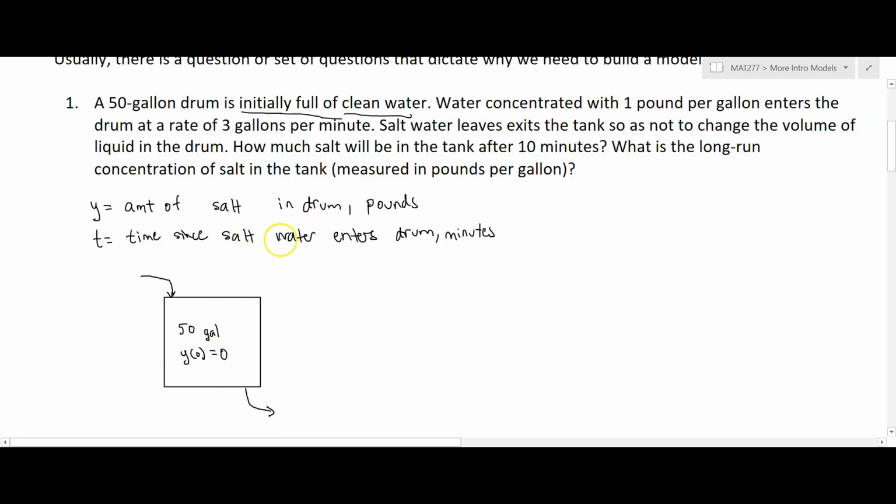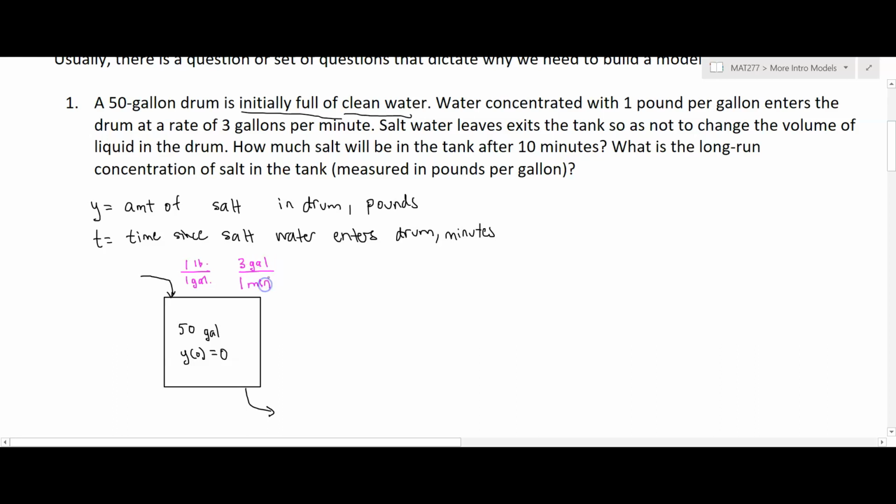The amount of salt in the drum when t is 0 is 0 pounds. So what I have coming in is 1 pound per gallon. I'm going to write that down here: I have 1 pound per 1 gallon. And I'm going to write my units like this because I want to be able to see how the units nicely cancel out. Now the other tidbit I have is that water is entering the drum at 3 gallons per 1 minute.